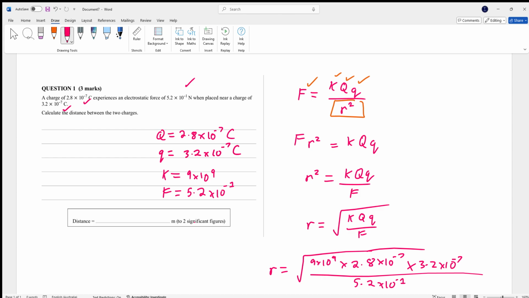So 9 times 10 to the 9 times 2.8 times 10 to the negative 7 times 3.2 times 10 to the negative 7 divided by 5.2 times 10 to the negative 1. This gives us a distance of approximately, in meters, 0.0393. They wanted it to two significant figures, so you could write it in scientific notation as 3.9 times 10 to the negative 2. Because they want two significant figures, you could also just write it as 0.039, and that would be your correct answer.